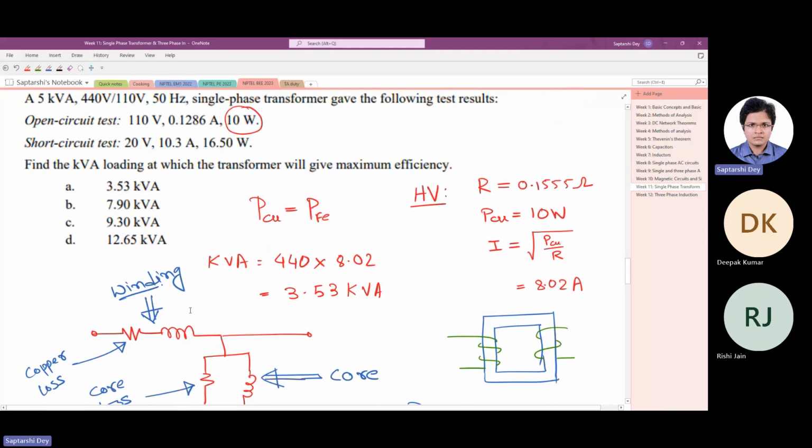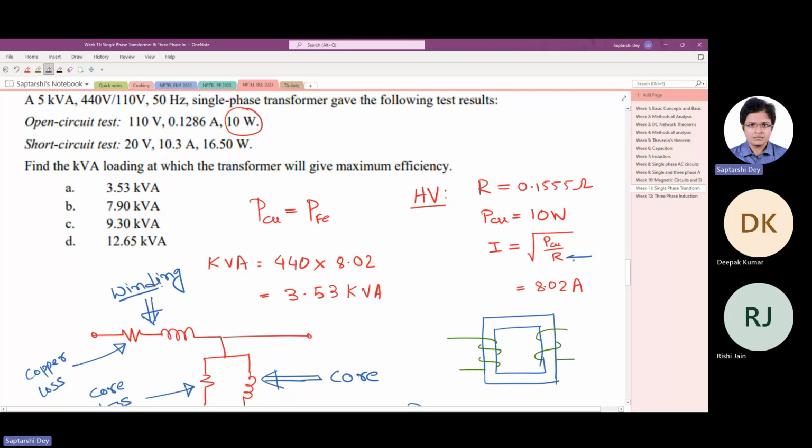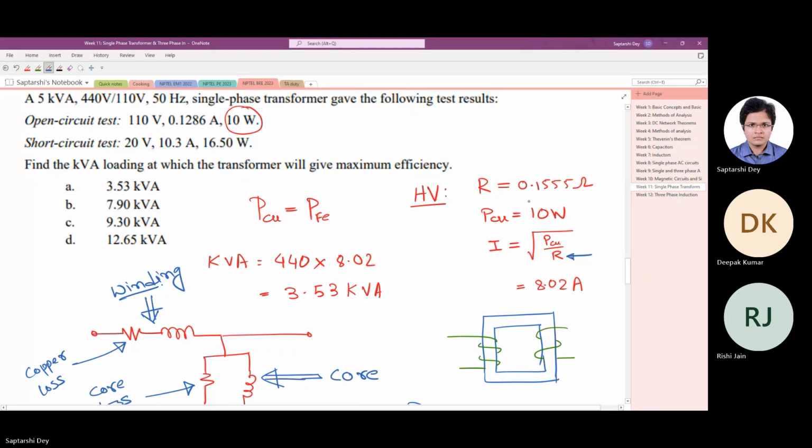Now at that loading condition where the copper loss will be 10 watt, we will get the maximum efficiency from the transformer. Now this resistance is the copper loss resistance. That's why I took this one, the short circuit test resistance.